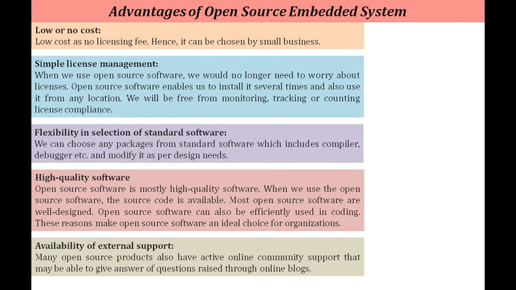Availability of external support. There are a number of blogs related to open source embedded systems. Suppose I want to learn Arduino, C language, or C++ language, if you Google it, you will observe that there are a number of blogs related to it. If I have any query or questions, I can directly put those questions on that blog and I will get the answers from the experts. So this is a very important advantage of open source embedded systems.